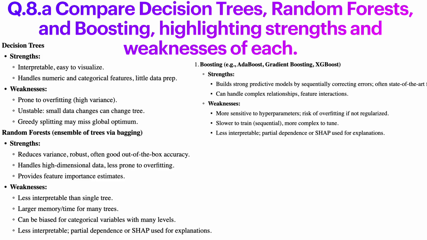It reduces variance, it is robust, and it often has good out-of-the-box accuracy. Obviously, we have multiple decision trees working together. It handles high-dimensional data, is less prone to overfitting, and provides feature importance estimates.